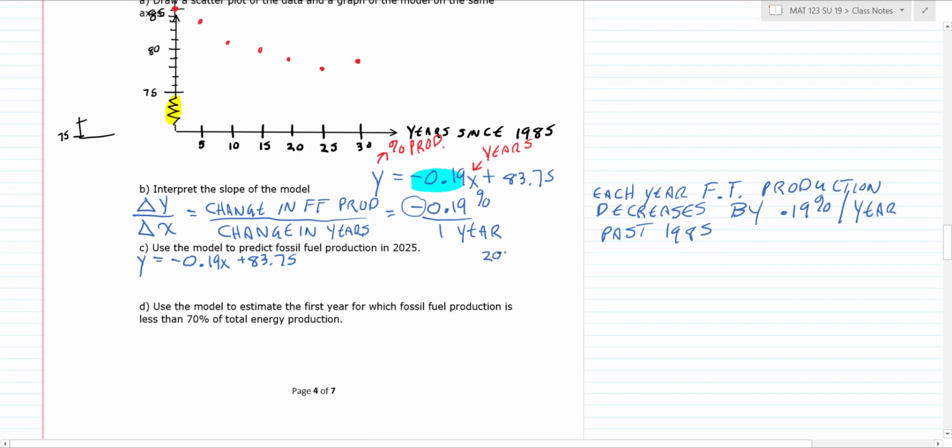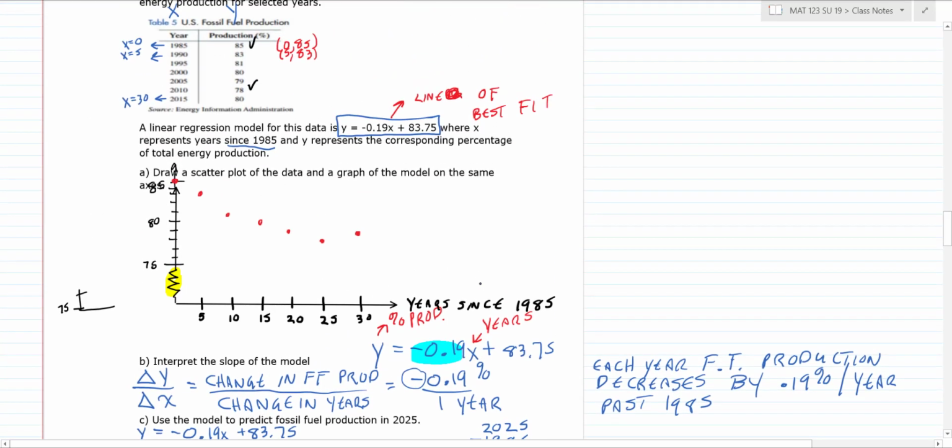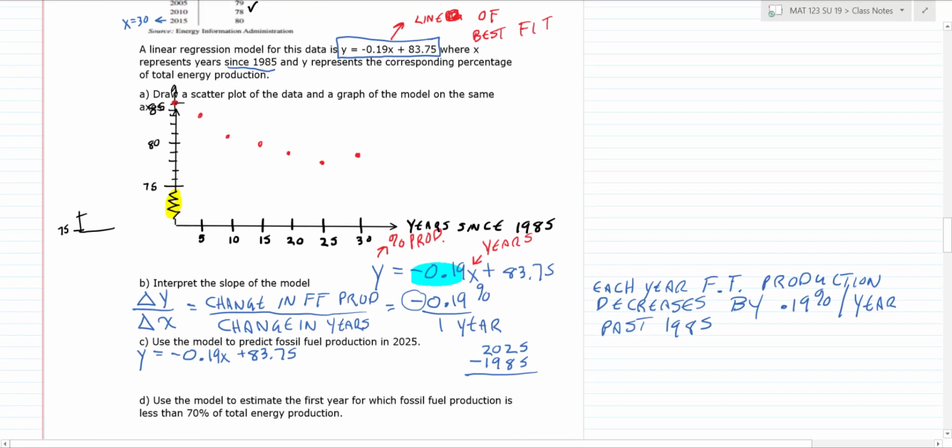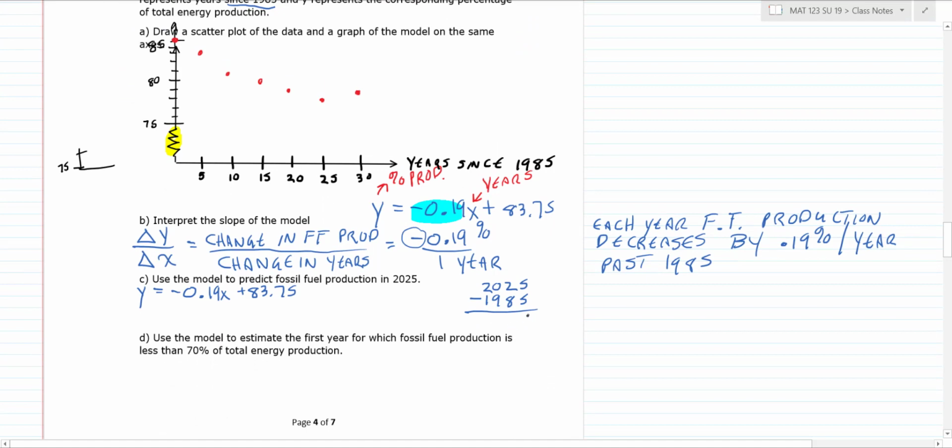So if you do 2025 minus 1985, that'll tell you how many years apart that is. Hopefully I got that. Did I make a mistake on this earlier? No, I'm okay. 2025, so that's going to be 40 years later. So we're okay. It just means 40 years later is the year 2025. So we're going to make this prediction. We should see this trend going down. So what we do is just do y equals negative 0.19 times 40 plus 83.75. Then we can get the calculator out and calculate that.